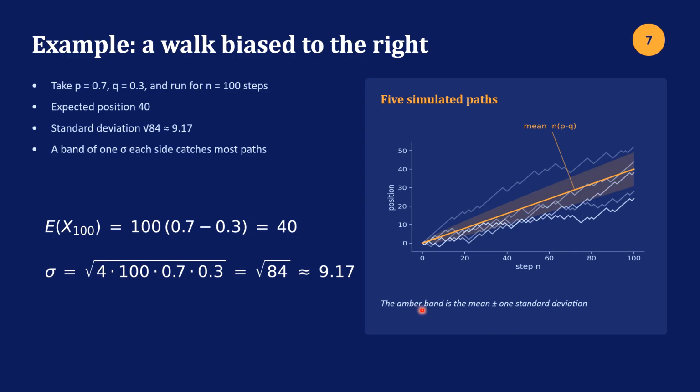I don't show it here, but if we took 2 standard deviations, we would pretty much enclose all 5 of the simulated paths. And also, as you can see, it is biased to the right. These are slowly but surely getting further away from 0. Now, if we switched P and Q and made P 0.3 and Q 0.7, then the simulations would be going down here, basically in the negative area.